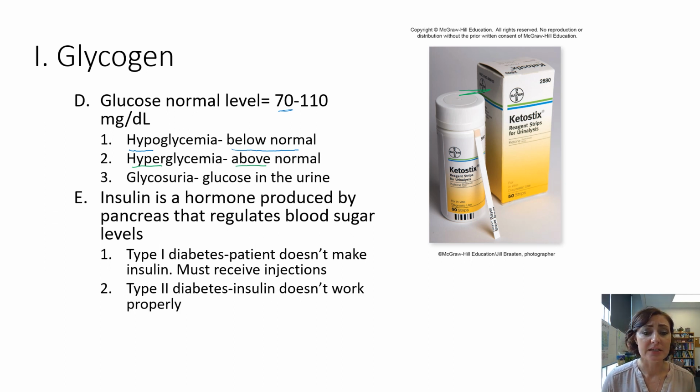In type 2 diabetes, your insulin isn't working properly, so you're going to really have to work on controlling your diet and making sure that you are within that normal range of 70 to 110 milligrams per deciliter for your blood glucose levels.